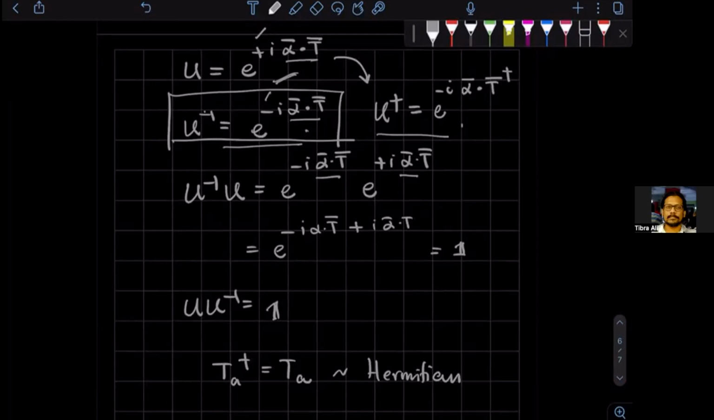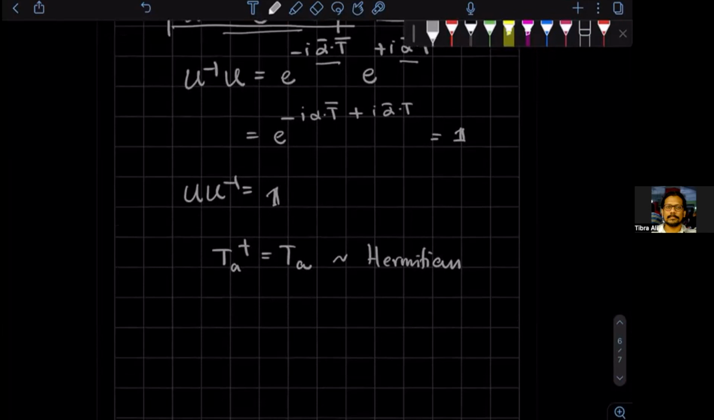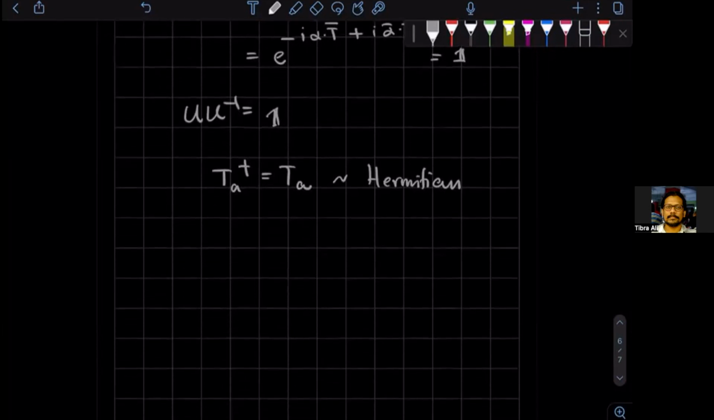So now, what are these T's? So again, the generators TA, they are number 1, 2 by 2 Hermitian matrices. And number 2 is that they're traceless.